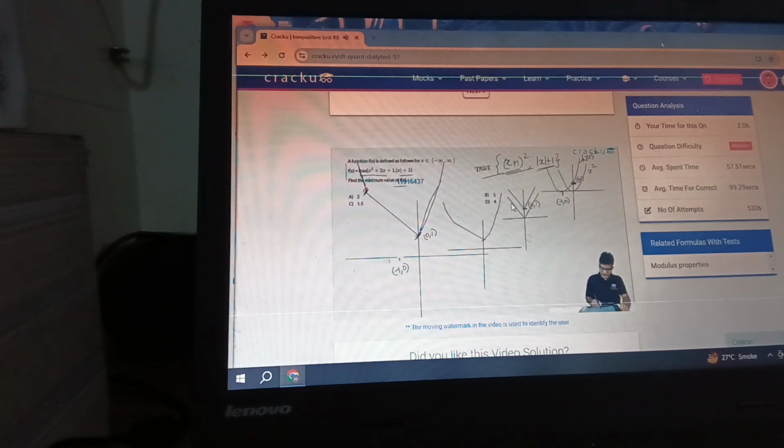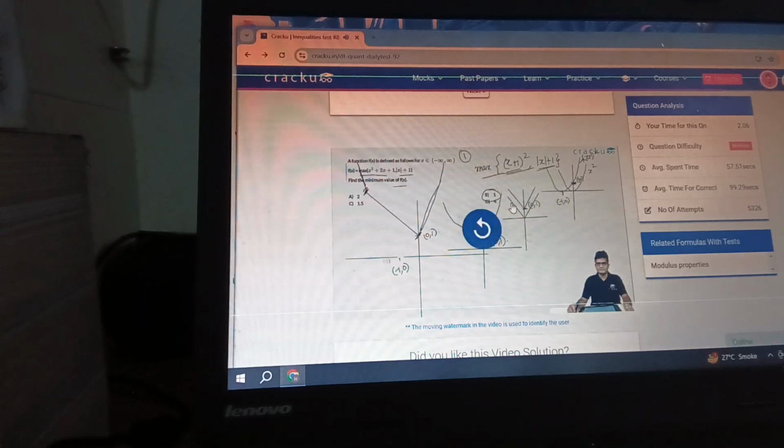And the minimum point for both of these is the same. This is at 0 comma 1. Therefore the minimum value of f of x is equal to 1, and this will happen when x is equal to 0. So the correct answer is 1. That is the minimum value of f of x.